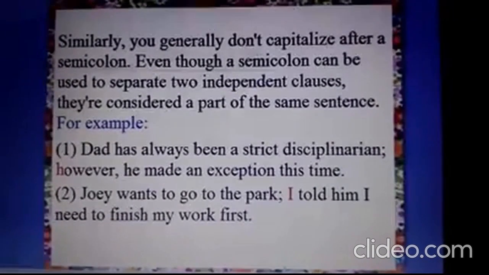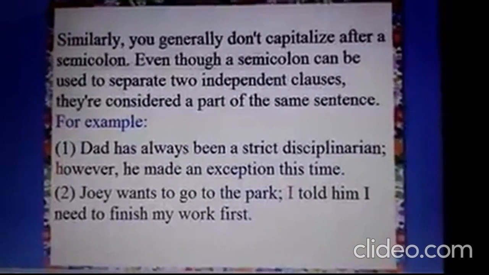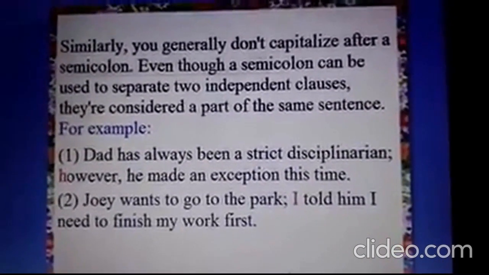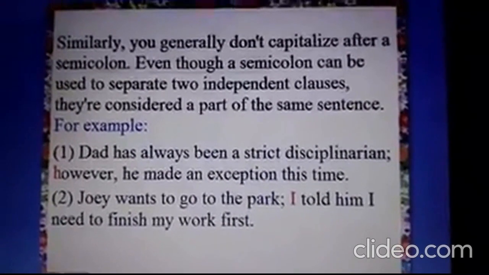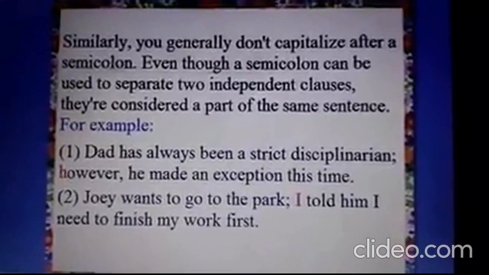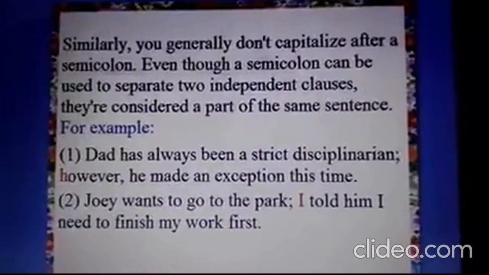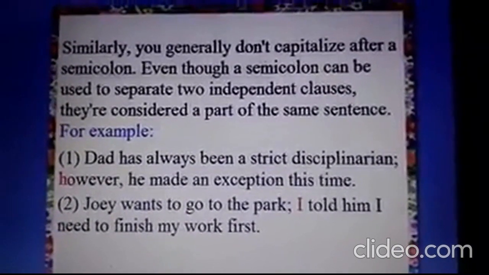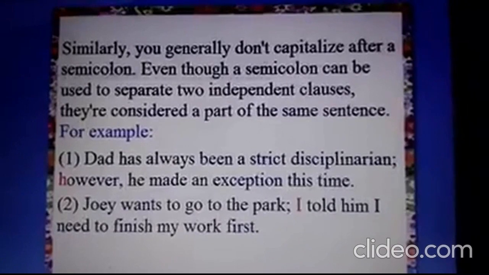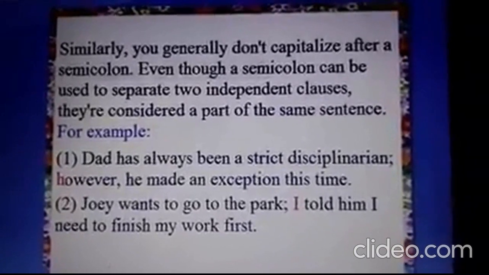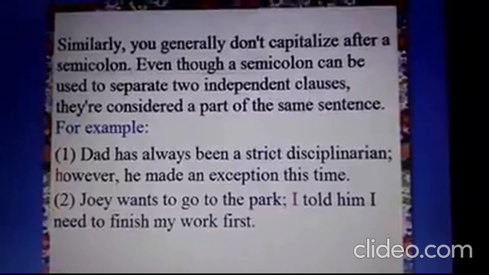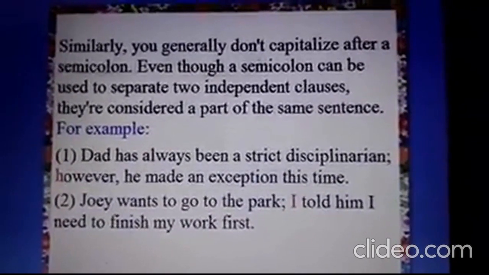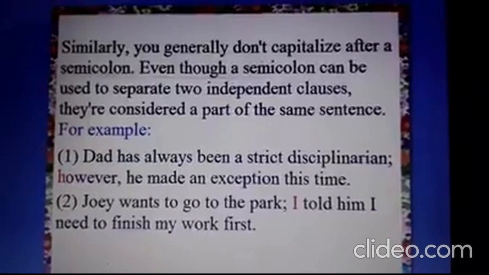Second sentence: Zoe wants to go to the park; I told him I need to finish my work first. So Zoe wants to go to the park is the first clause, and the second one is I told him I need to finish my work first. So in the next clause, the second clause starts with a capital letter. Why? It is "I." "I" is always used in capitalized form. And we have another rule here.